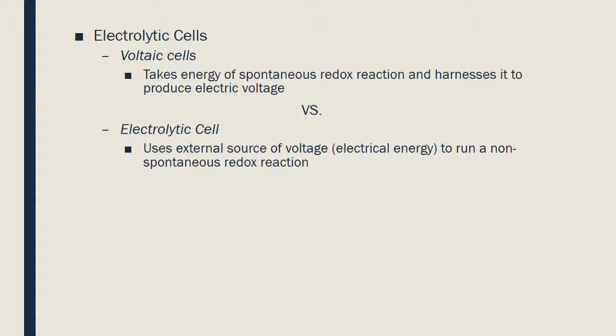Versus your electrolytic cell. This uses an external source of voltage or electrical energy to run a non-spontaneous redox reaction. So essentially think of a voltaic cell as a battery, okay? And you use up the battery, so all the forward spontaneous reactions are complete. Now it's a rechargeable battery, so you put it into the charger.